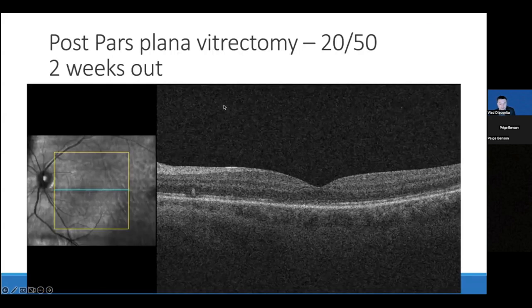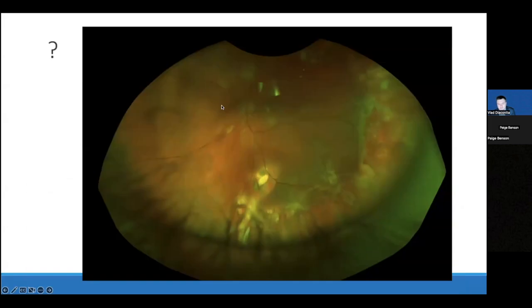And this is the fovea now. He's about 20/50. He's going to do better, hopefully, because he has a cataract, so hopefully he does a little bit better with time. And this is only 2 weeks out. Good, case two. All right.